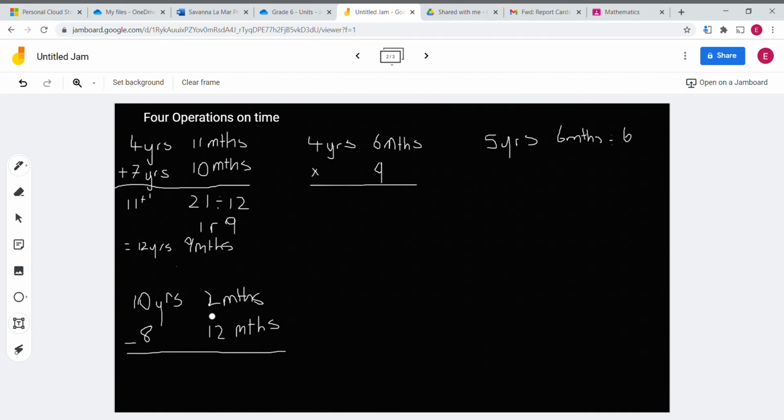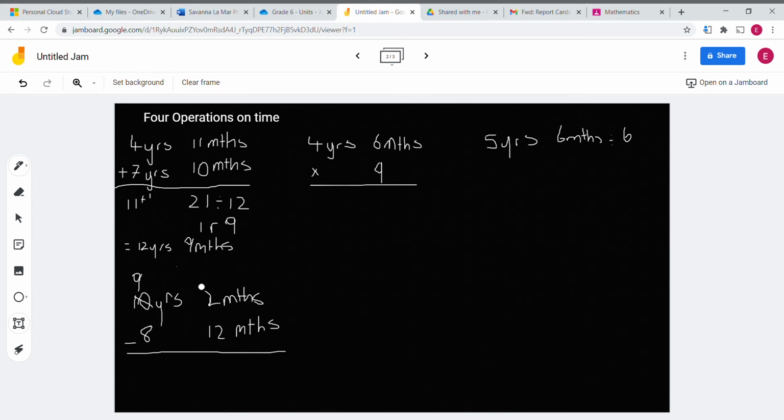So we have 10 years, 2 months, and we are subtracting 8 years and 12 months from that. So once you look here, you see 12 months and 2 months, you know that you cannot take 12 from 2, right? So what's the first thing you're going to do? You're going to come to the years and you're going to take 1 year from here, which leaves 9, just like how you'd subtract, right? 1 year from there, leave 9 and bring it over.